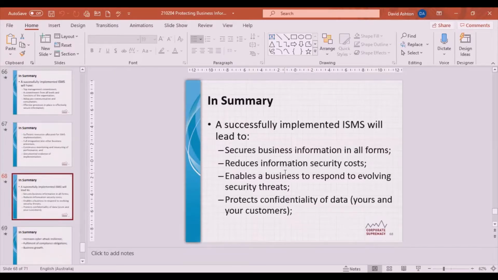It'll reduce your costs. It'll enable you to respond to threats. And remember, it's not just a cyber threat. The context of this presentation is threats generally to your business, and threats to your information management. It also protects the confidentiality of data, yours and your customers' and your suppliers'. That's important in building your credibility as a business. People aren't going to deal with you if they're not satisfied that their personal information is protected.